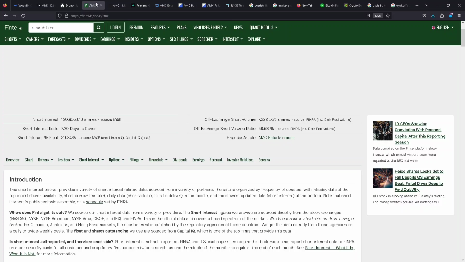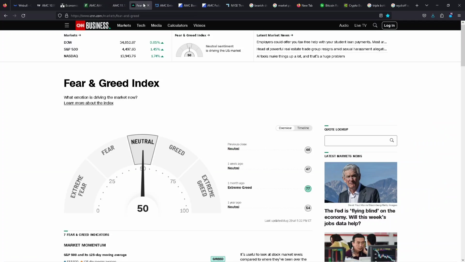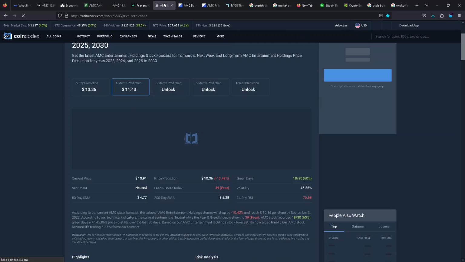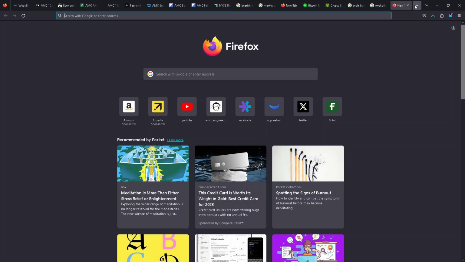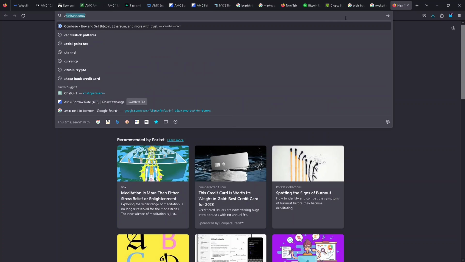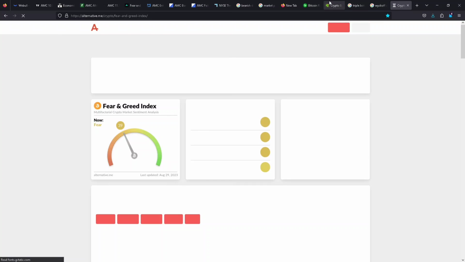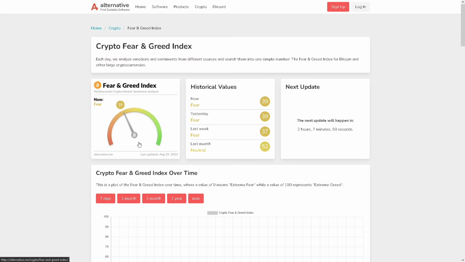AMC short interest is at 29.24%. Market fear and greed is currently at neutral. AMC's fear and greed is at 39. If we go ahead and look at crypto fear and greed, let's pull it up and show you guys that. So crypto fear and greed is at 39. It's in fear.